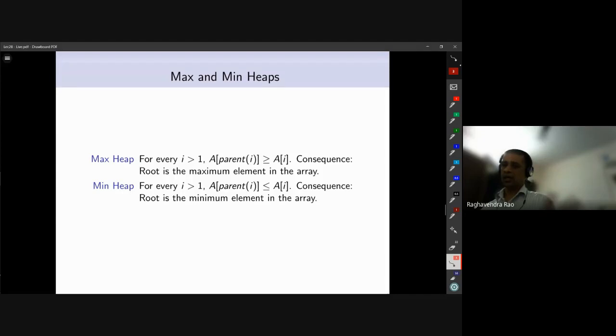In the next lecture, we'll see operations on heaps and see how to use them for our implementation of Prim's algorithm. Okay, I'll stop now. It's already time.